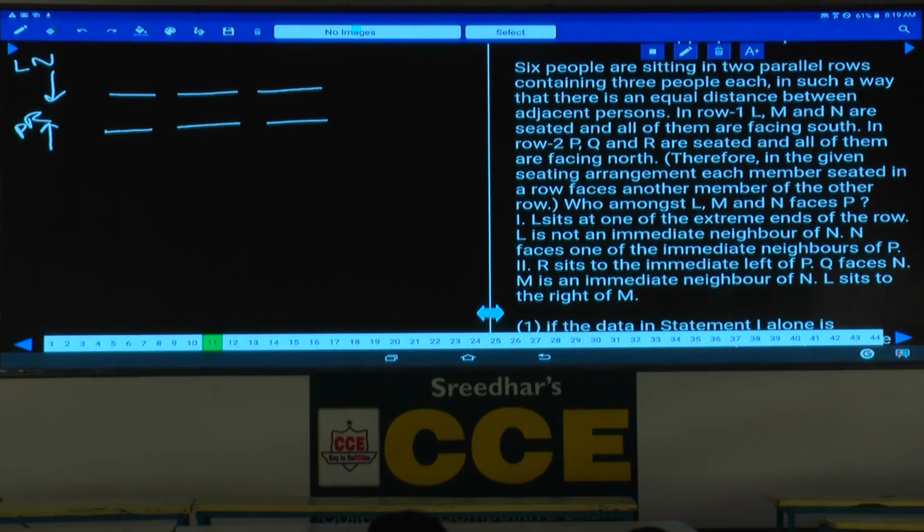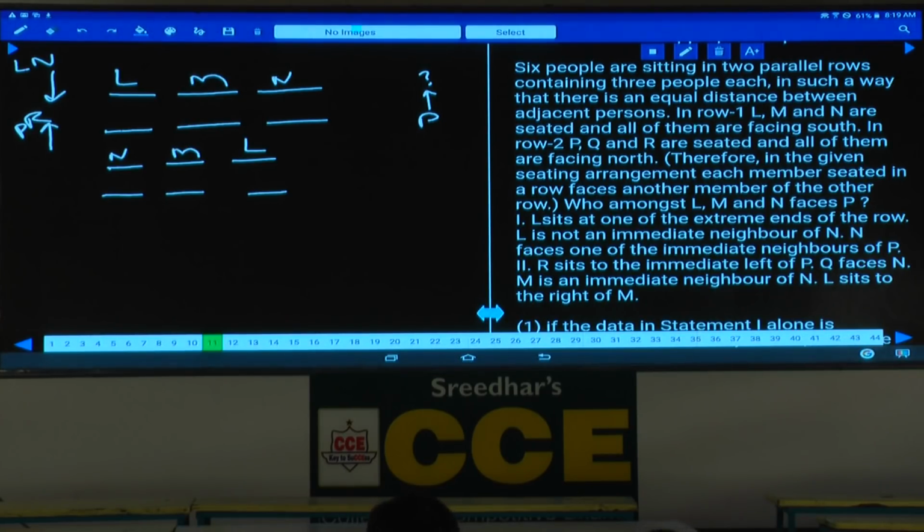Now the question is about what? Who among them faces P is the question, isn't it? Then condition number 1, L sits at one of the extreme ends of the row. As L is seated at one of the extreme ends, L can be here or here. There are 2 possibilities for this L. Either L can be at the left extreme or at the right extreme. And L is not an immediate neighbor of N, hence N will be here and N will be here. Then who is the person at the center? M must be at the center.